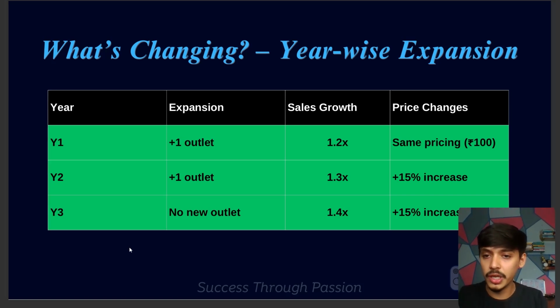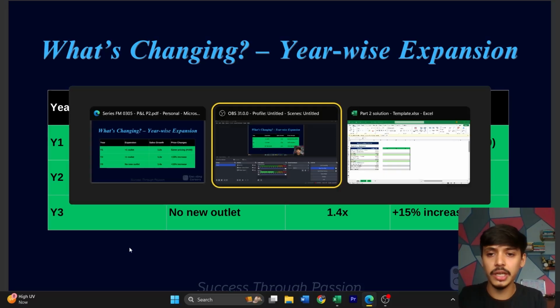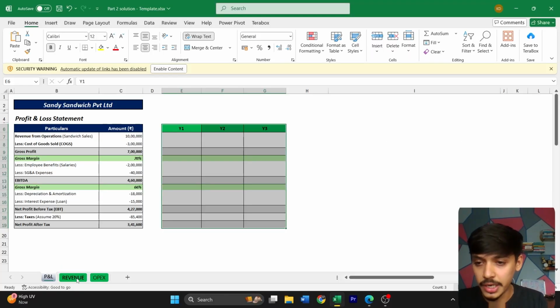So about year one, we are expanding to one more outlet. The sales growth is going to be 1.2 times of what is currently happening, and the price is going to remain same at rupees 100 for each unit. So let's put this assumption in our Excel sheet. So we are starting with revenue.